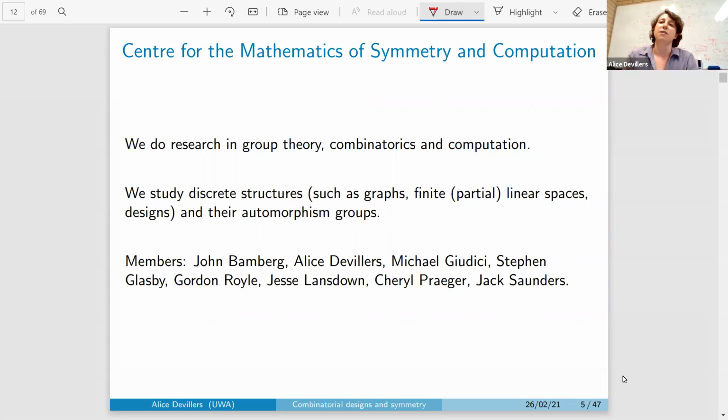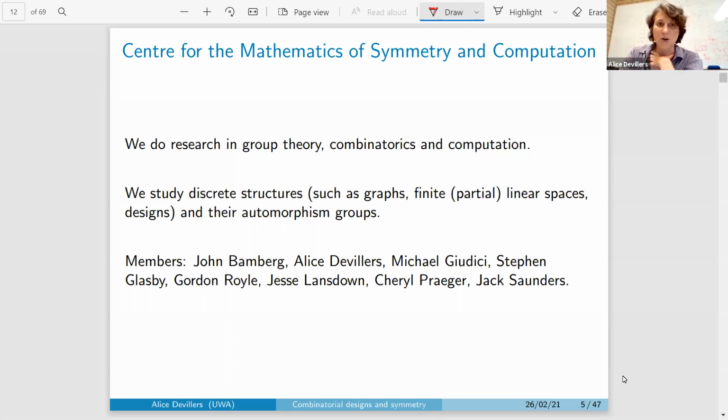And then we study, if we want the automorphism group to have some sort of symmetry property, which I'll explain when I talk about the designs. We try to classify, or see what we can say about the groups, if we impose some conditions on either the group or the structure itself. And here is a list of the current members in our research group.